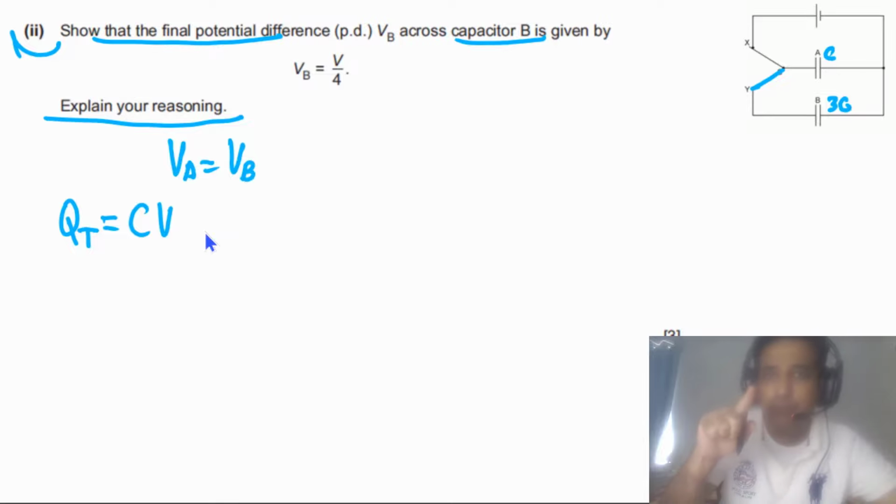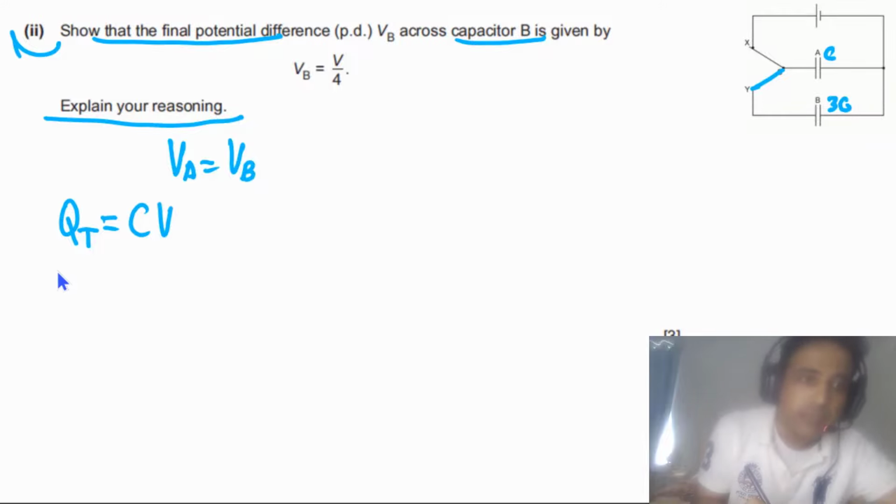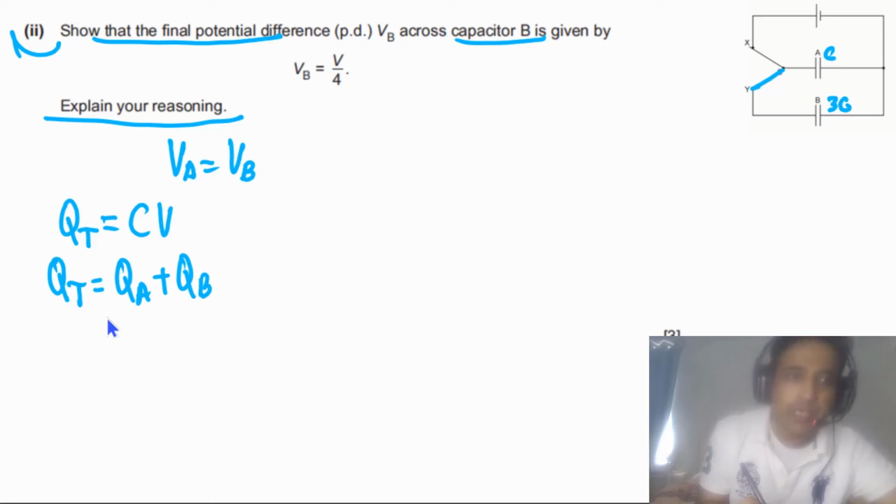Q total simply will be redistributed between A and B. So we can say in this case Q total will be equal to Q on A plus Q on B. Q on A and Q on B will be equal to the capacitance times the final PD across that. Let's say the final PD across A is equal to VB, because we have to write down the final answer in this form. And this Q total is equal to CV.